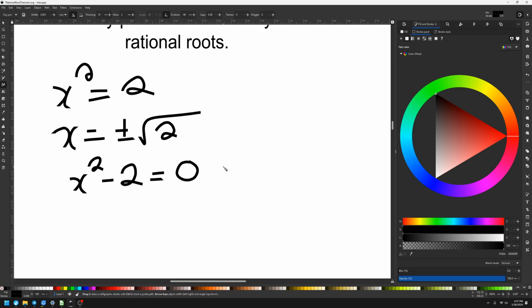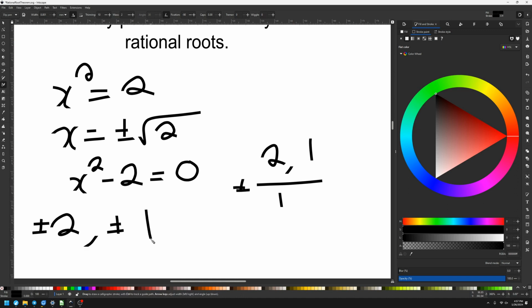Okay, we're going to do our usual last over first. So factors of 2, 2, comma, 1, plus or minus, divided by the factors of the first one, which is 1. But here the problem is we have plus or minus 2 and plus or minus 1. Neither of these match up, and that's because the square root of 2 is not a rational root. So it will never be found by the rational root theorem.